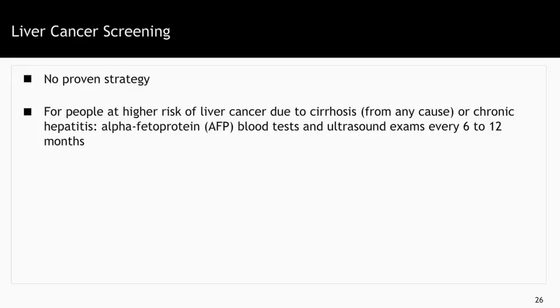Unfortunately, there is no proven strategy for screening for liver cancer. For people at higher risk of liver cancer due to cirrhosis from any cause or from chronic hepatitis, some caregivers suggest using a blood test called alpha-fetoprotein, which is a protein produced by liver cancers, and ultrasound exams every 6 to 12 months, but there are no firm guidelines.